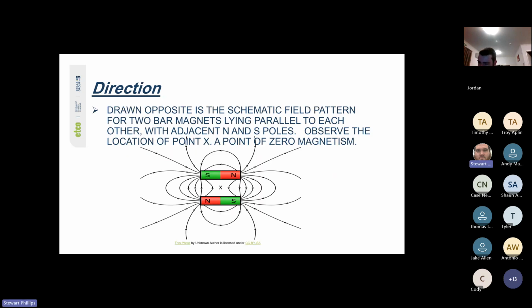So direction. Drawn opposite is the schematic field pattern for two bar magnets lying parallel to each other with adjacent north and south poles. If you look at the location of point X, it's a point of zero magnetism, because all of the magnetism is wanting to flow to the north and south poles, so they're essentially ignoring that middle section. But obviously, if we were to lay two bar magnets next to each other like this, unless we put something in between them, they would just snap together, closing that area of no magnetism.